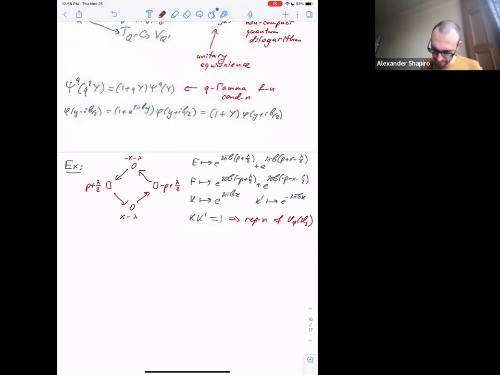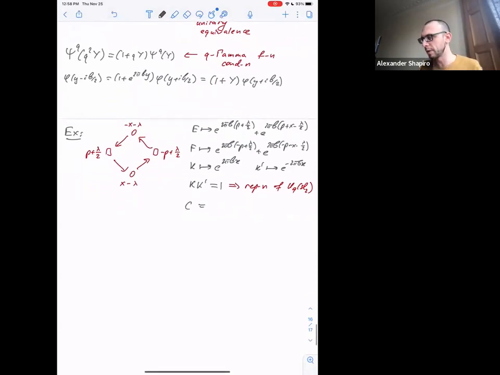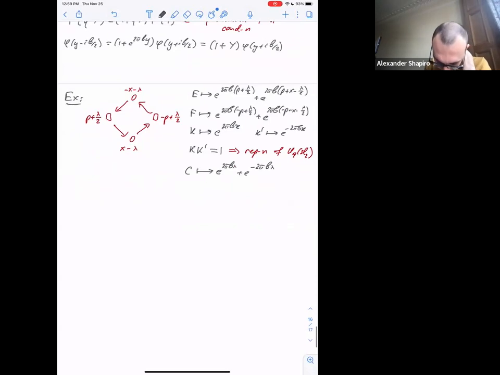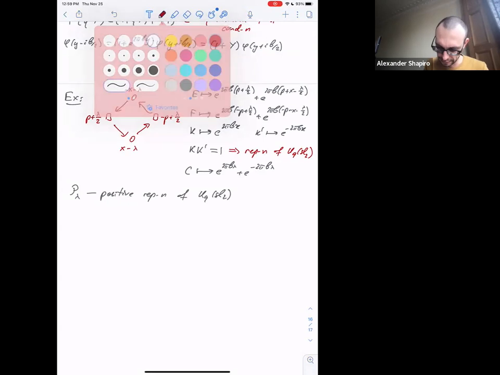So this is just a condition that we talk about representations of the quantum group. And finally, the Casimir C, which we discussed last time, goes to e to the 2 pi b lambda plus e to the minus 2 pi b lambda. In other words, as soon as we picked this lambda, we completely defined the representation up to unitary equivalence. And this is what people call a positive representation of the quantum group. So P lambda defined this way is a positive representation of U_q(sl2).